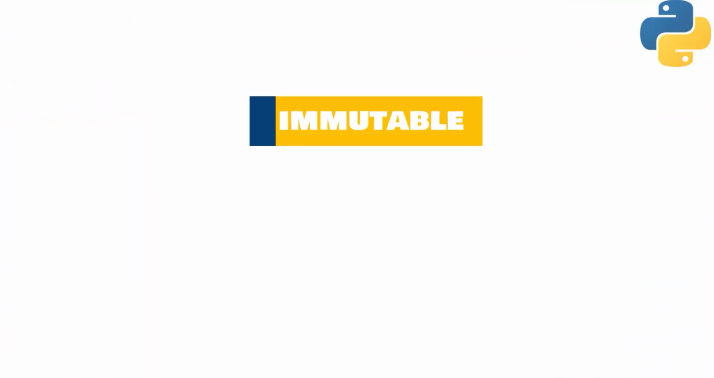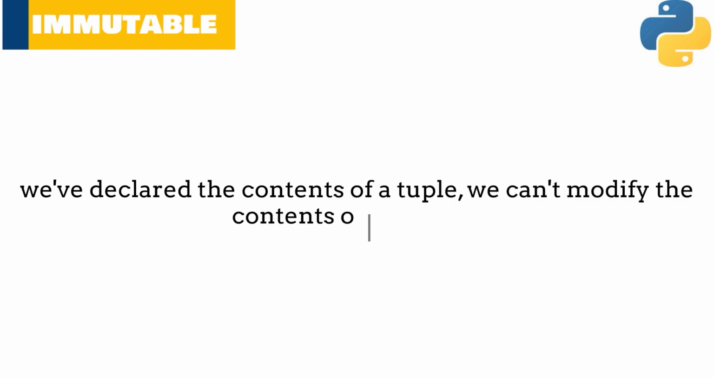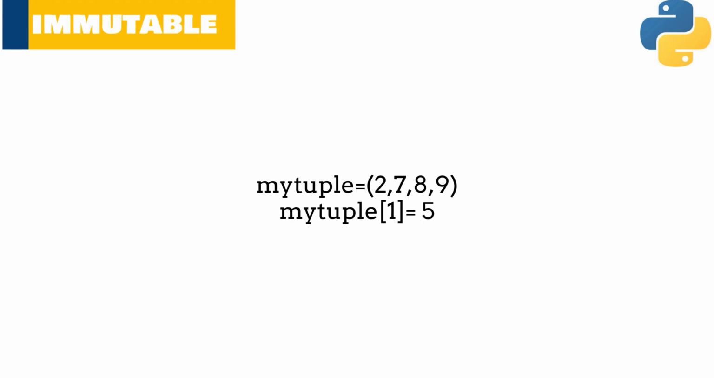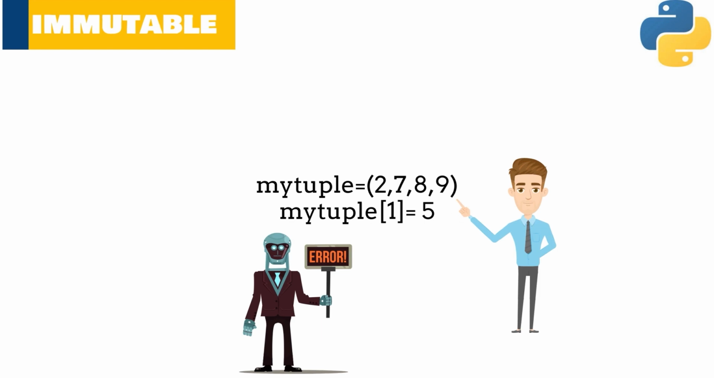Another feature is that a tuple is immutable in nature. The tuple is a data type that is immutable. Once a tuple has been created, once we've declared the contents of a tuple, we can't modify the contents of that tuple. Look at the example here, we want to add element 5 at index 1. But there is an error, meaning the tuple object does not support item assignment.